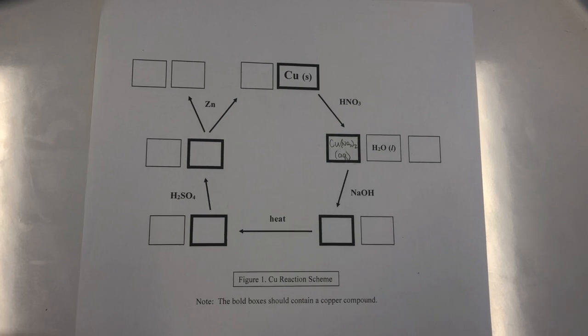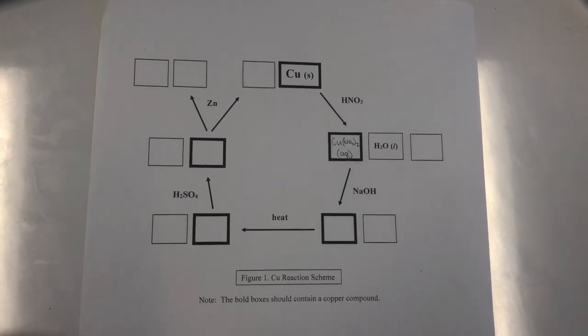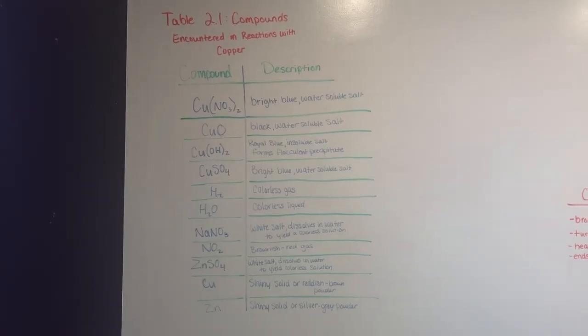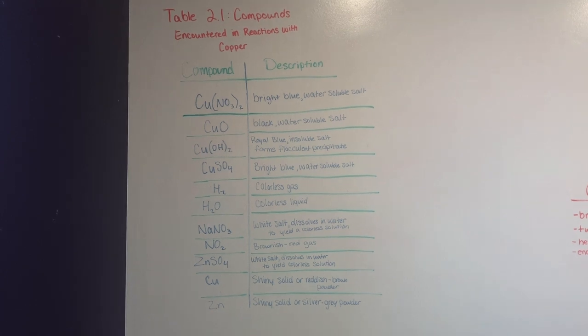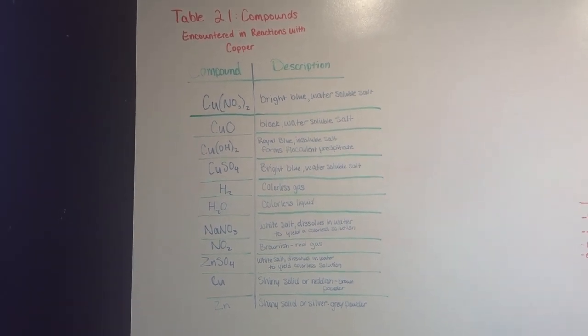This reaction resulted in a gas being omitted, which is described as NO2. The gas that was omitted was NO2, which is described as a brownish red gas on table 2.1.